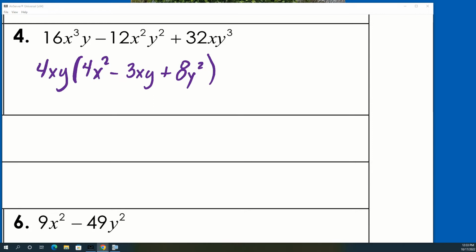Okay, so looking at 16, 12, and 32, 4 is what we're going to cancel out. And then we take the smallest exponent for the x and the y, which in this case is going to be a 1. Just factor them out. Okay, so what questions do you guys have on factoring out GCF?